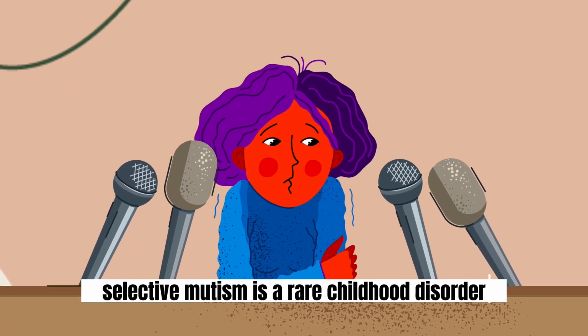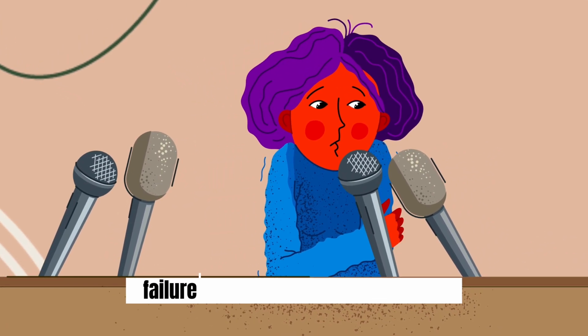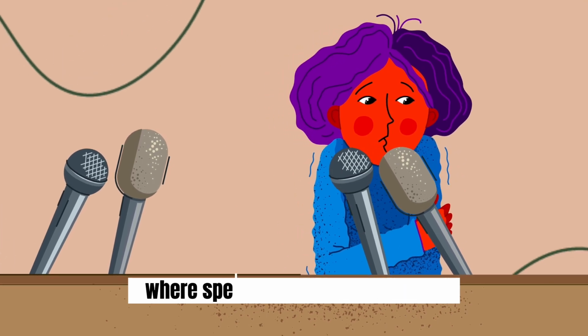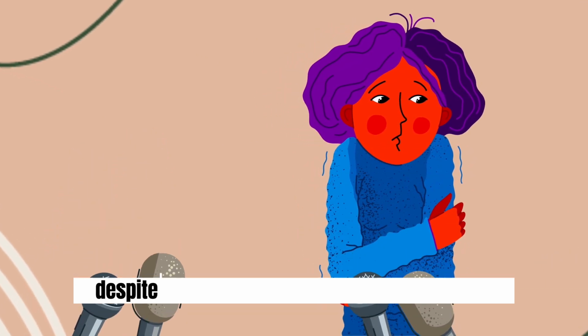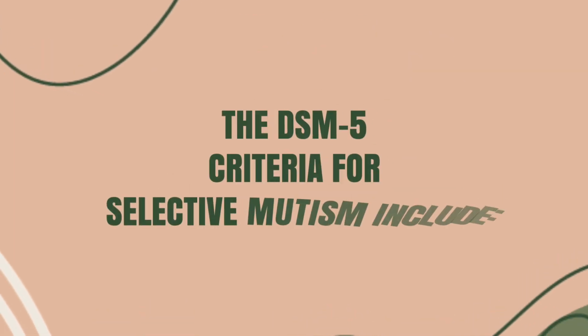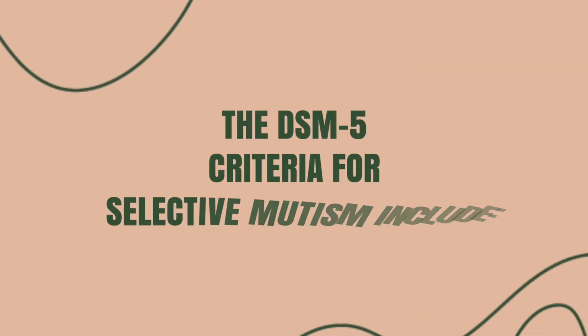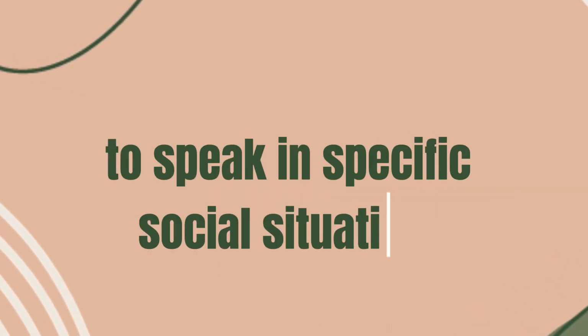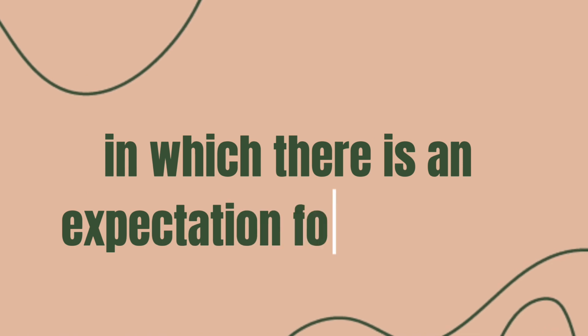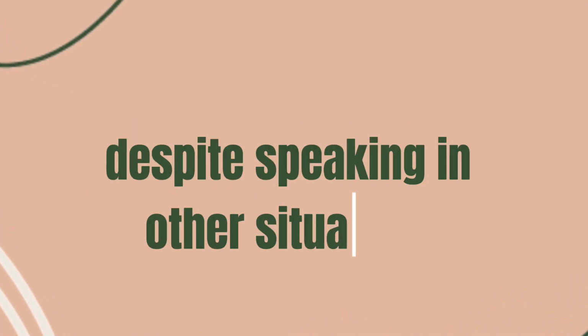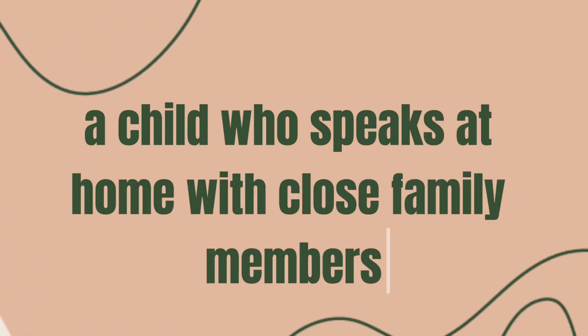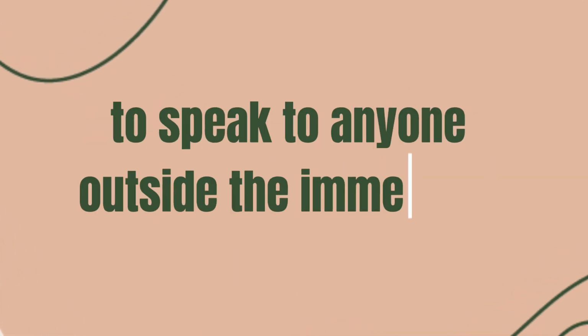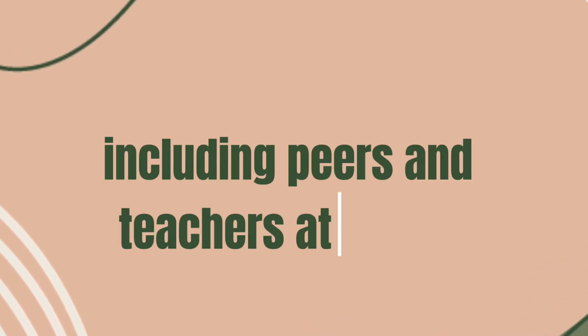The DSM says selective mutism is a rare childhood disorder characterized by the persistent failure to speak in specific contexts where speech is typically expected despite hearing and speaking in other contexts. The DSM criteria for selective mutism include: first, consistent failure to speak in specific social situations in which there is an expectation for speaking, despite speaking in other situations. For example, a child who speaks at home with close family members but refuses to speak to anyone outside the immediate family, including peers and teachers at school.